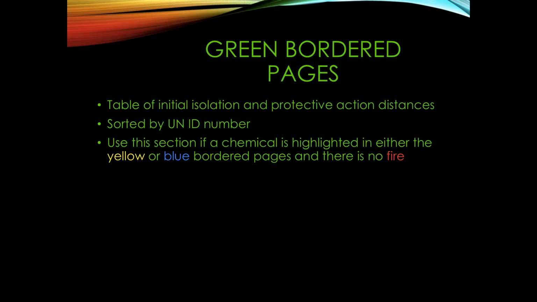And the green section, this will be on your test, is only used if a chemical is highlighted in either the yellow or blue bordered pages and there is no fire. That's when you refer to the green section. So if you have a chemical that is not on fire that is highlighted in either the blue or yellow section, go to the green for isolation distances. If it is on fire, go to the orange section. The green is no longer part of it.